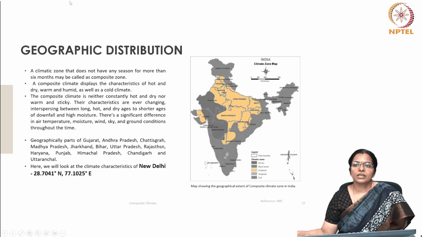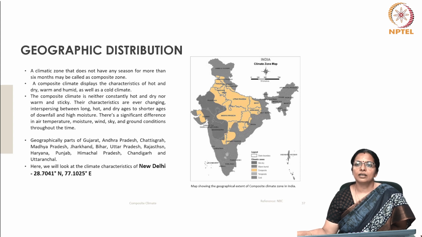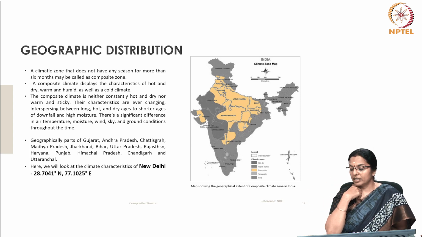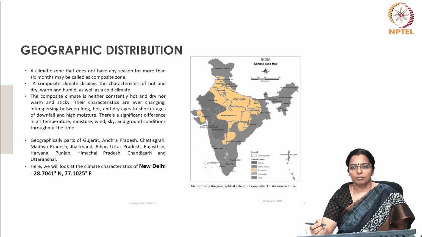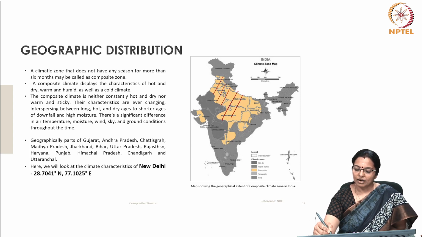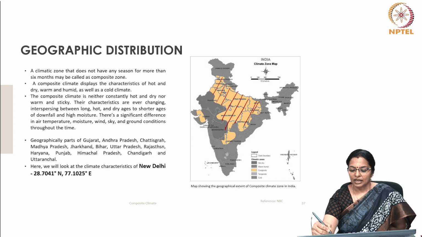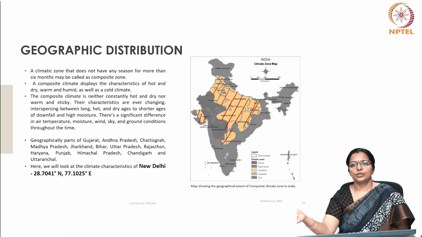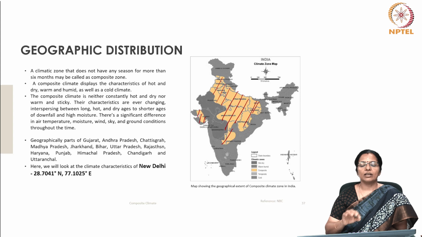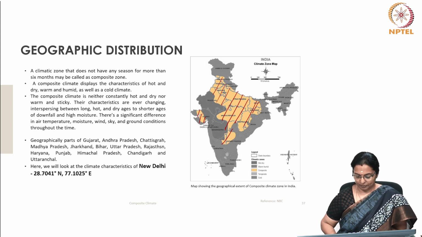Geographically, if you see, parts of Gujarat, Andhra Pradesh, Chhattisgarh, Madhya Pradesh, Jharkhand, Bihar, Uttar Pradesh, Rajasthan, Haryana, Punjab, Himachal Pradesh, Chandigarh and Uttarakhand have this composite climate type. Today we will look at the climate characteristics of composite climate with reference to New Delhi.